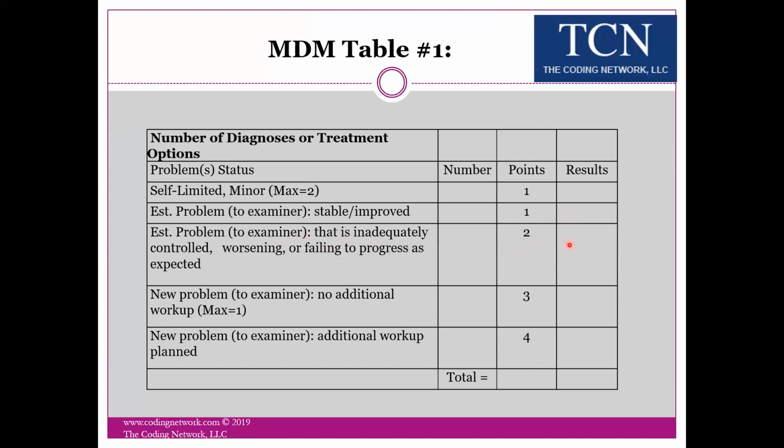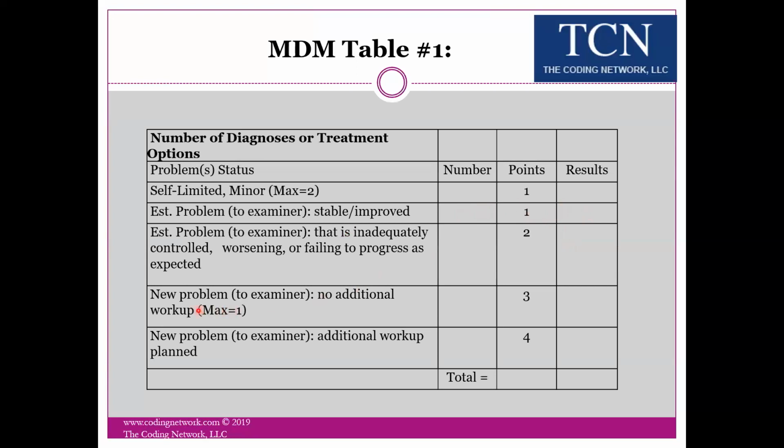Now, if you are evaluating multiple problems, this is cumulative. So if you had 3 stable problems, it wouldn't be 1 point, it would be 3 points. And of course, that leads to moderate complexity and at least a 99214 typically.